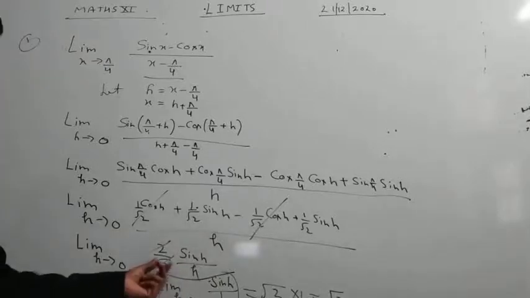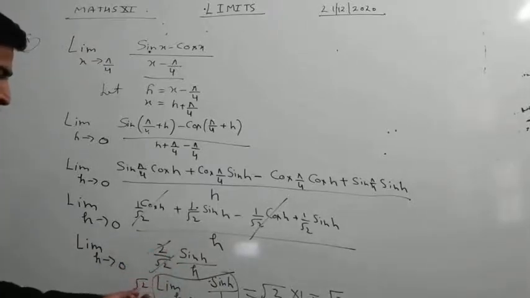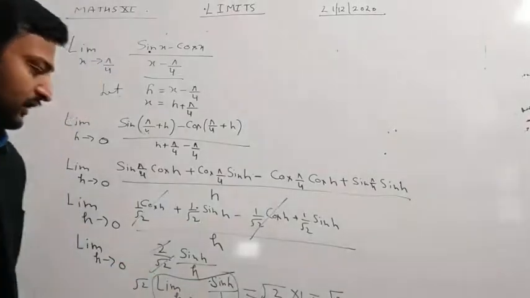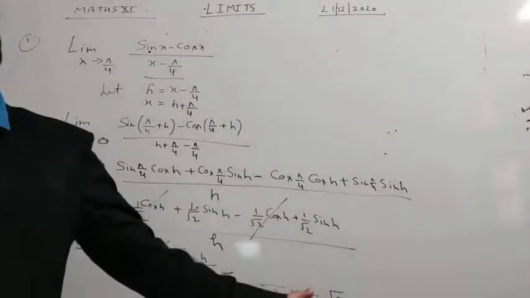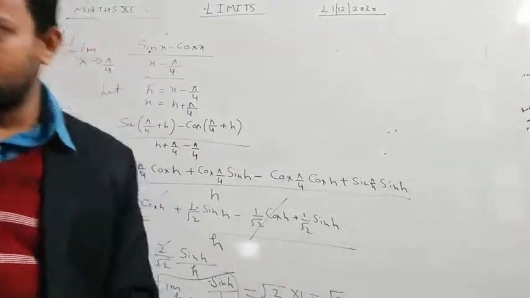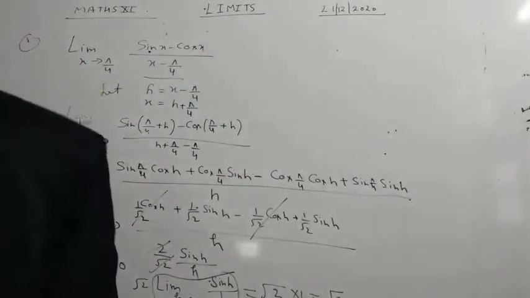Okay, now we can cancel this, and with root 2 we get root 2 limit h tends to 0 of sin h by h, which is equal to root 2 into 1, which is equal to root 2. I hope you understand, friends. Now we see another question. Let's see.